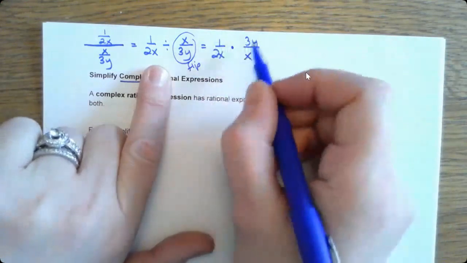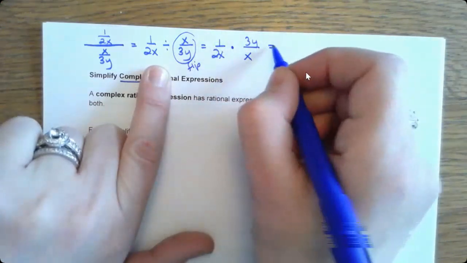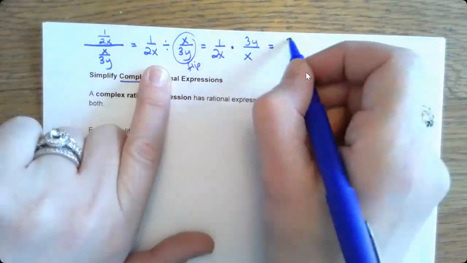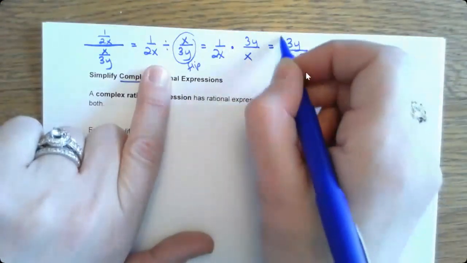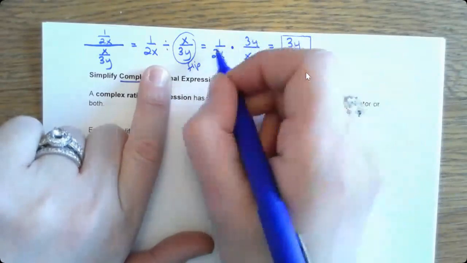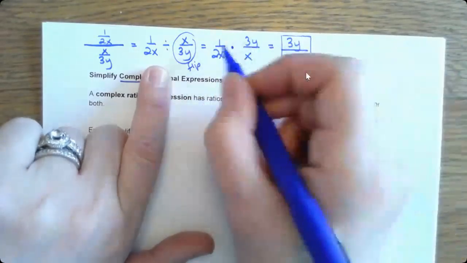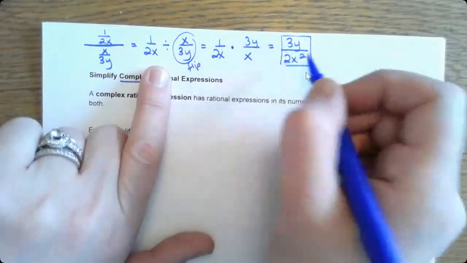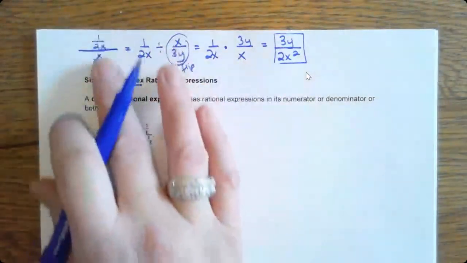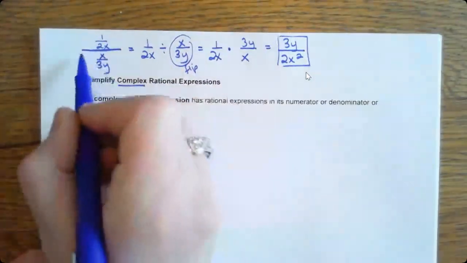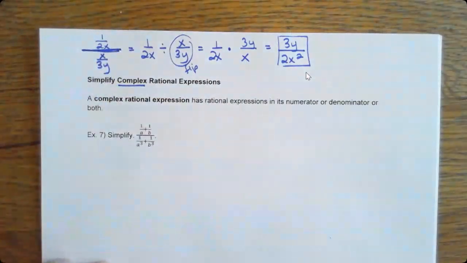Now, if there's anything that you can cancel out, you would. I can't cancel here though. So 1 times 3 is just 3. So I have 3y. And then x times x is x squared. So I would cancel anything across that I can, or factor if it's more complicated and cancel. And then I just multiply what's left. So for your simpler ones, even though they're pretty scary in the beginning, they're really not that bad because you can just change this to a division bar.